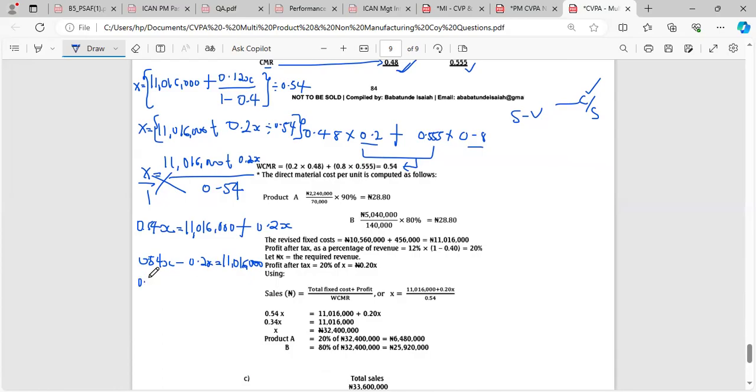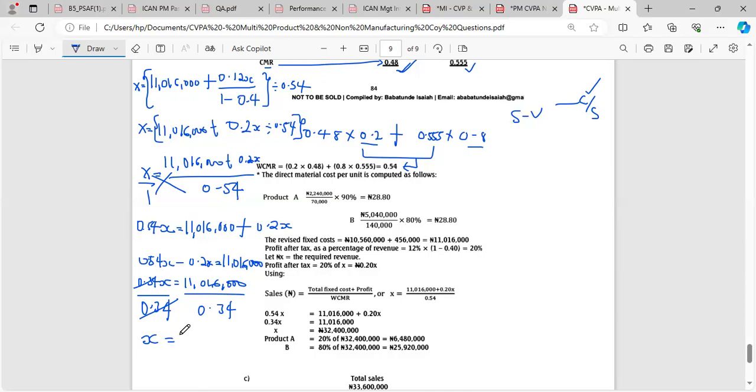So we have 0.34x is equal to 11,016,000. Then to make x stand on its own, what do we do? We divide by 0.34. This one will cancel this one. Our x equals to what? Let's divide, please. 11,016,000 divided by 0.34.